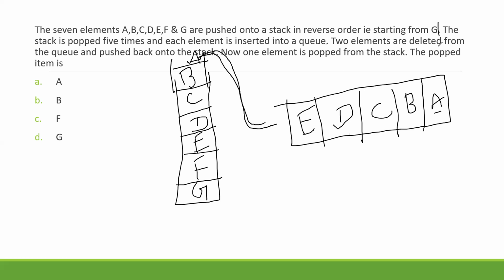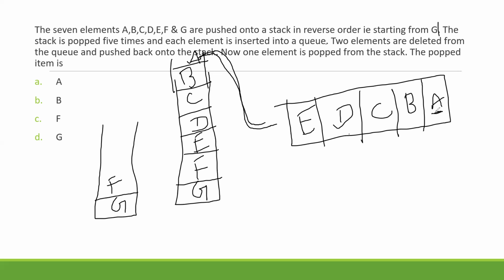Now two elements are deleted from the queue and pushed back onto the stack. Now in the stack, what are the values available? Here G and F only are available in the stack. That's all. Now two elements are deleted from the queue. The queue model is first in, first out. So what entered first has to come out first.